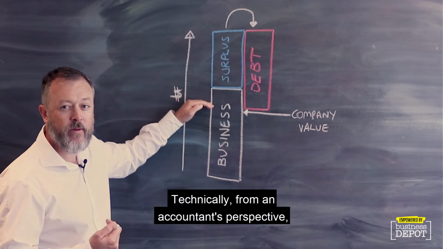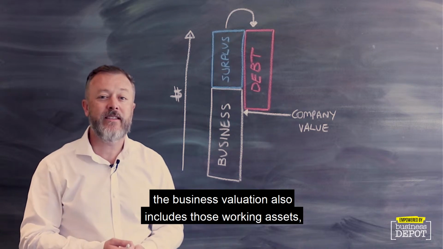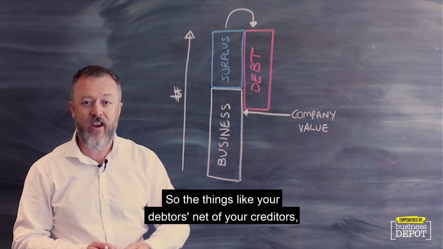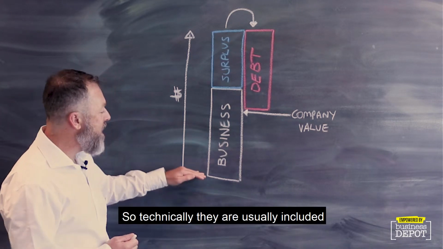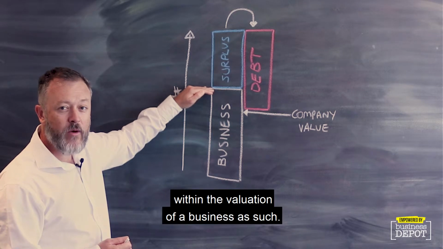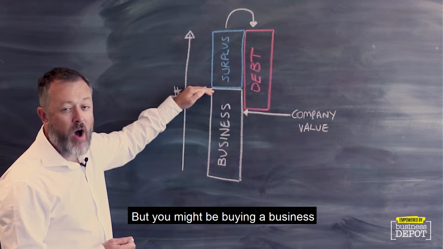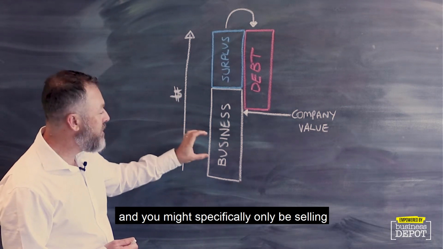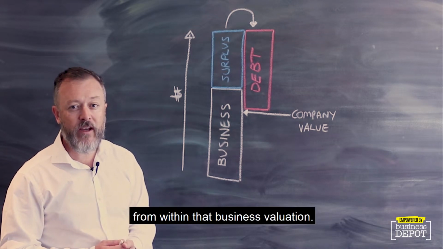Technically, from an accountant's perspective, the business valuation also includes those working assets and liabilities. So the things like your debtors, net of your creditors, things like your leave entitlements and those types of things. So technically, they are usually included within the valuation of a business as such. But you might be buying a business, or you might be selling a business, and you might specifically only be selling some of those particular assets from within that business valuation.